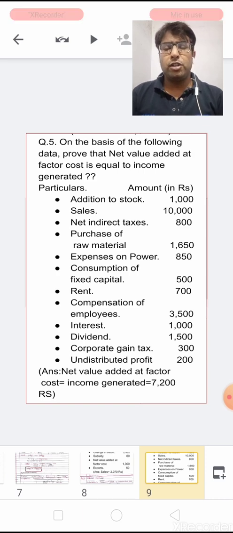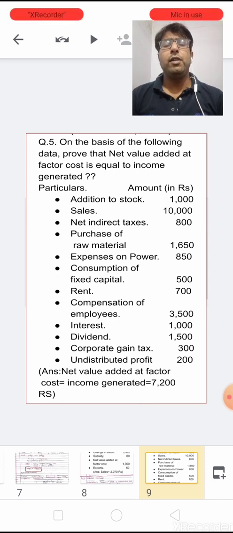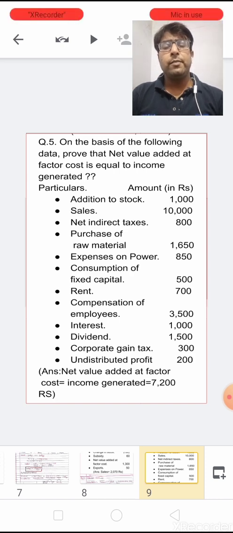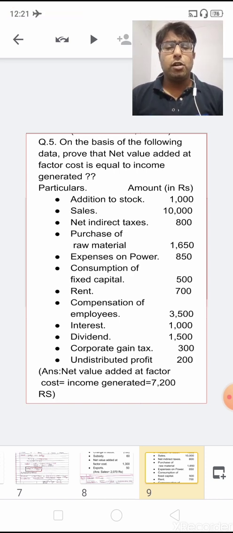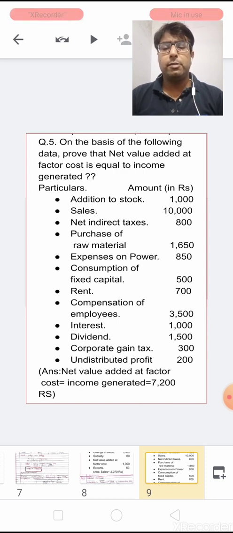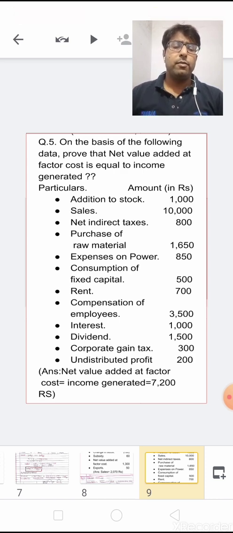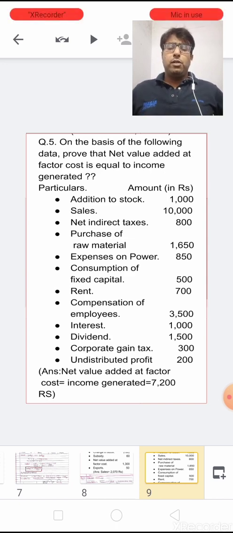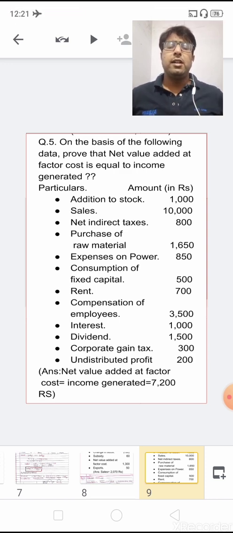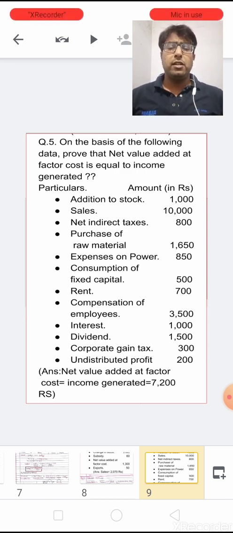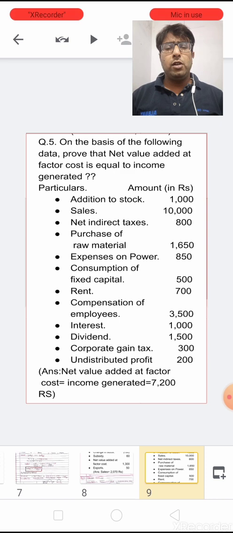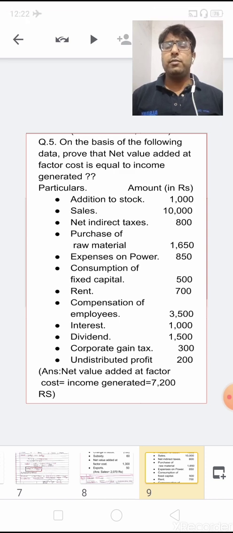Now this is the solution of question number 4, and at last I am taking the last question, that is question number 5. On the basis of the following data you have to prove that net value added at factor cost is equal to the income generated. Addition to stock, sales, net indirect taxes, purchase of raw material, expenses on power, consumption of fixed capital, rent, compensation of employees, interest, dividend, corporate gain tax, undistributed profit. All these values are given here, and we have to prove that the net value added at factor cost is equal to the income generated.